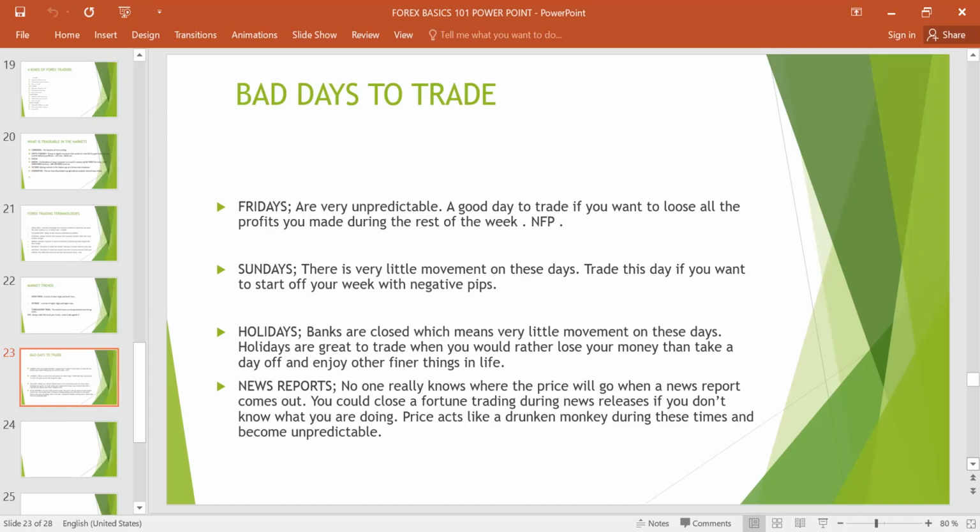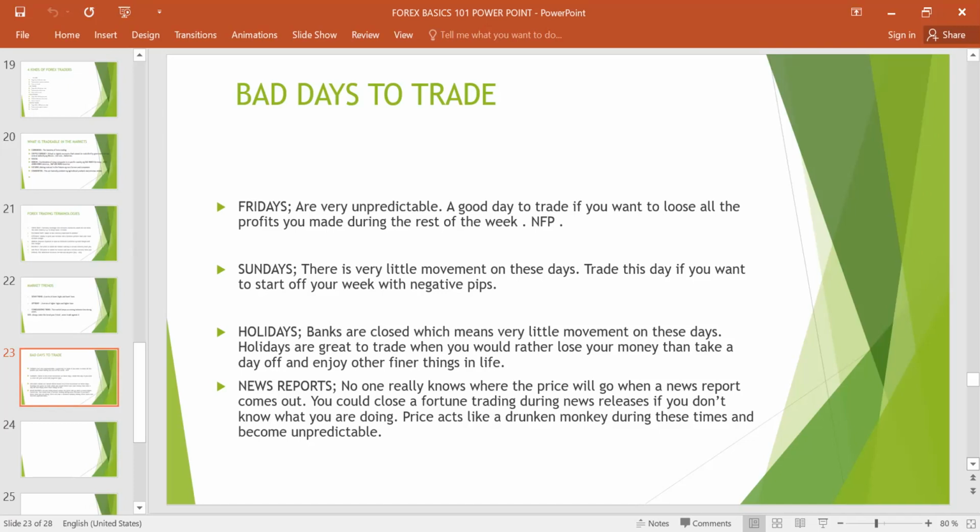There's also the NFP, which comes on the first Friday of every month. So that's why the first week I usually don't trade. Maybe you'll still trade other Fridays, but the first Friday of every month, no. Sundays, I can only trade the NFP when I have my news right. Sundays, there's very little movement.